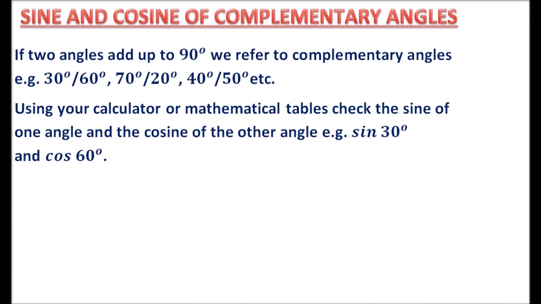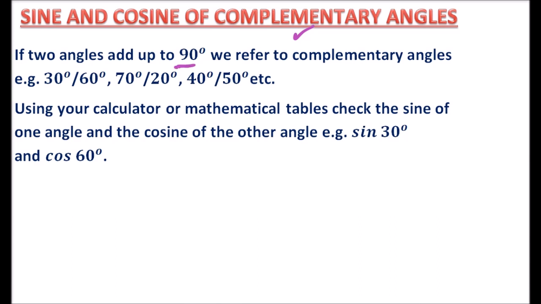This short lesson, I want to look at the sine and cosine of complementary angles. The first thing we do is to understand what complementary angles are. Complementary angles are two angles which, when you add them, you get 90 degrees.